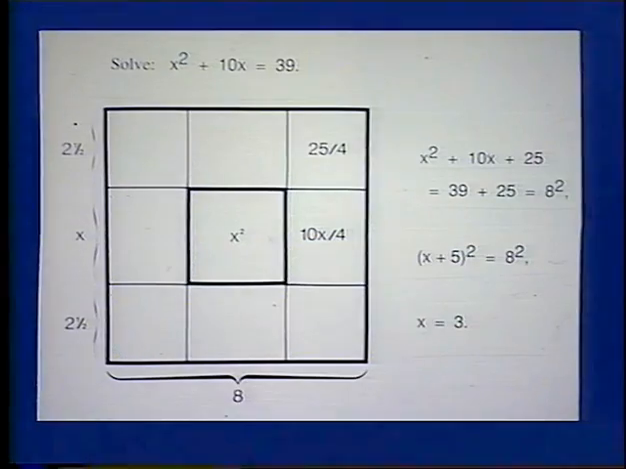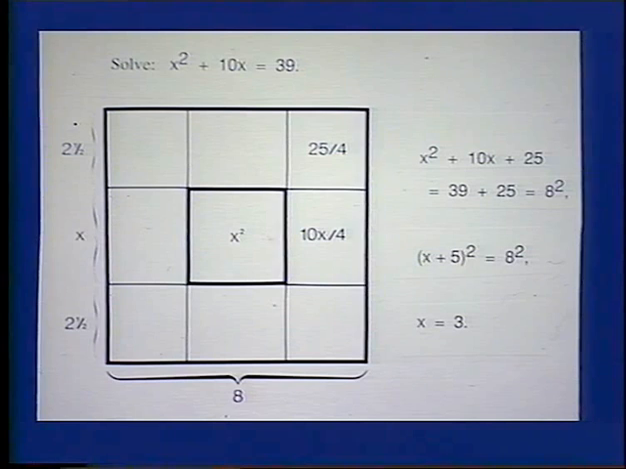The main thing that mathematicians do is to solve equations or solve problems. Let's look at an early example of solving a problem. This is a diagram taken from an Arabic text of the early 9th century. And it's a solution of the equation x squared plus 10x equals 39.